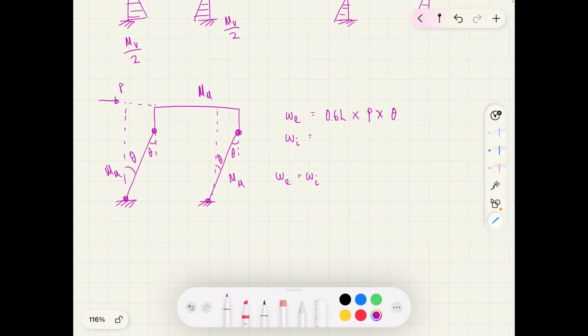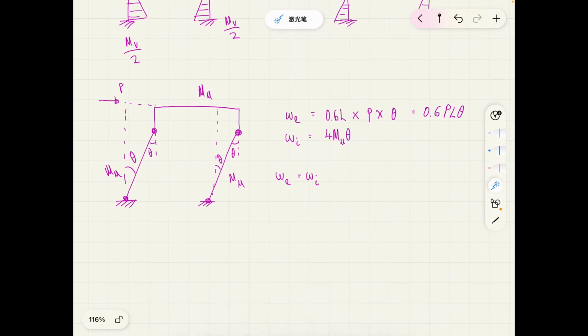So we have 0.6 PL theta. Let's leave theta last because we're going to cancel it out. And the internal workload is going to be 4 mu theta. This is because we have 1 mu theta plus 1 mu theta plus 1 mu theta plus 1 mu theta.